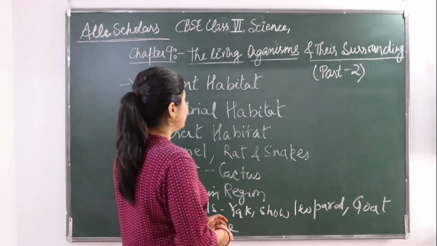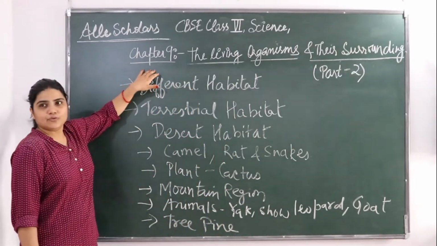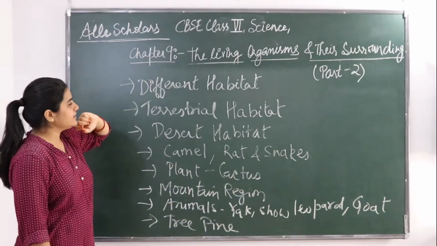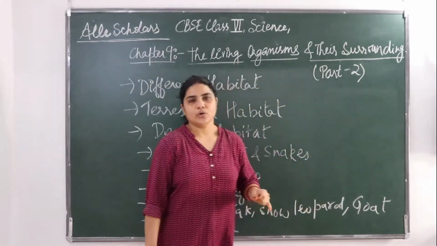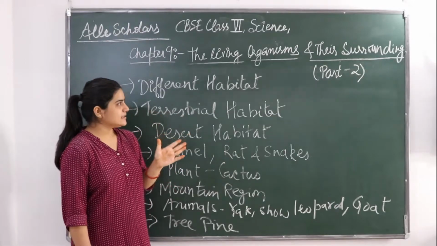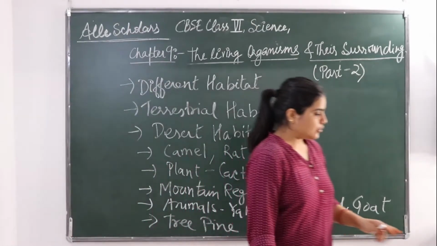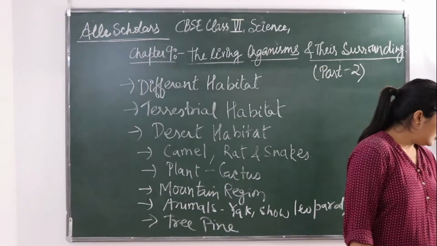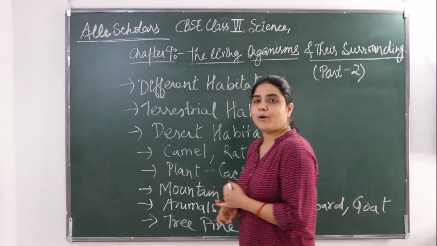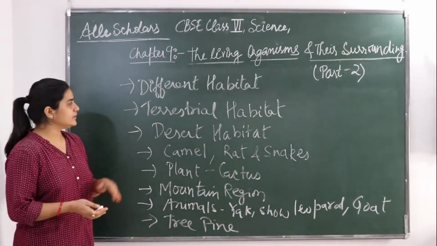So today I will be taking part 2 of chapter 9 from class 6 science, that is the living organism and their surrounding. I have already discussed some of the key points in part 1. You can go to part 1 of my video, where we discussed the components of habitats, biotic and abiotic.